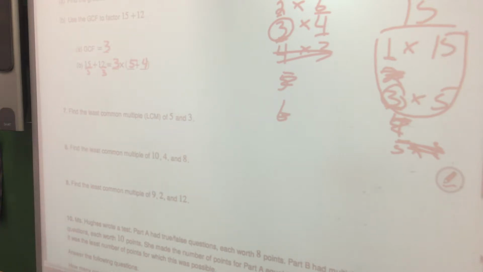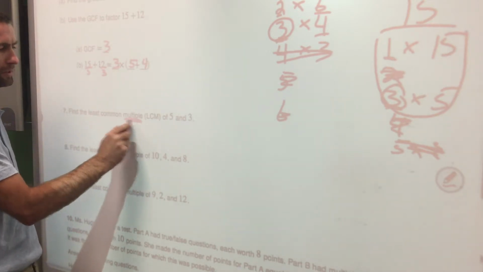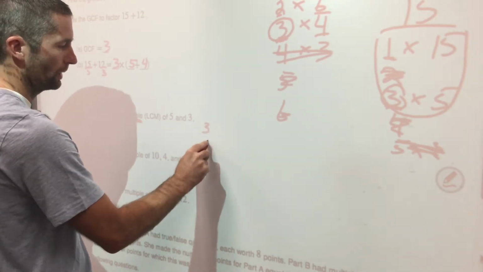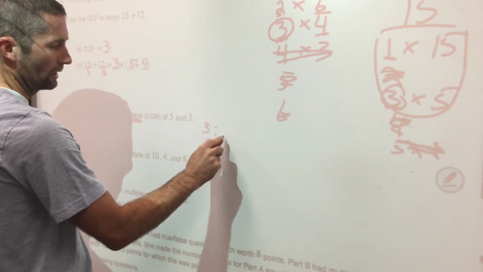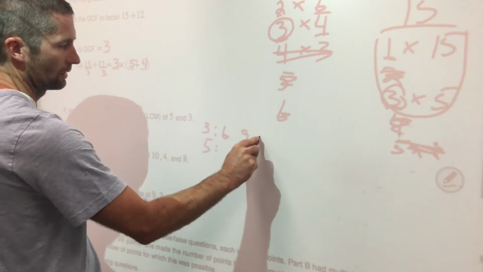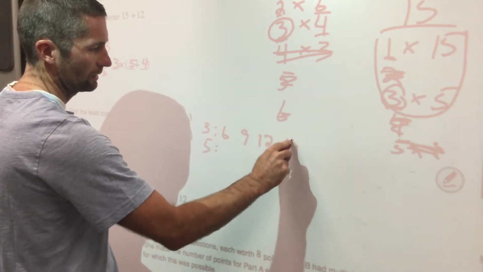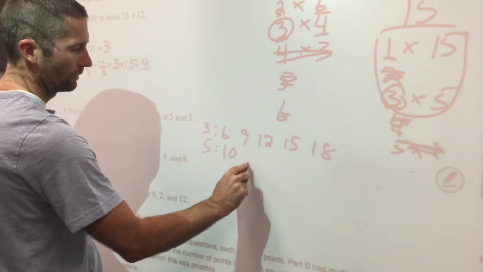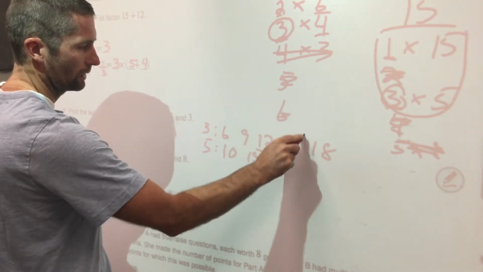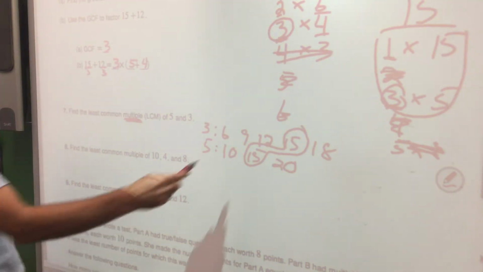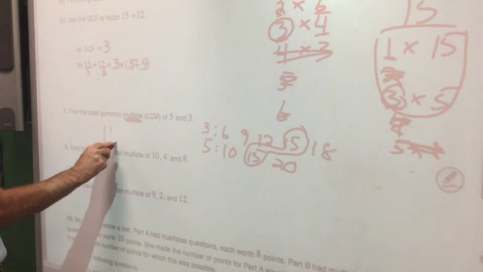Okay, let's find the least common multiple now. Multiple means multiply. So we're going to multiply 3 and we're going to multiply 5. 3 times 1 is 3, 3 times 2 is 6, 3 times 3 is 9, 12, 15, 18, just get a bunch of multiples. 5, 10, 15, 20, oh, I got one in common. Okay, so least common multiple is 15.